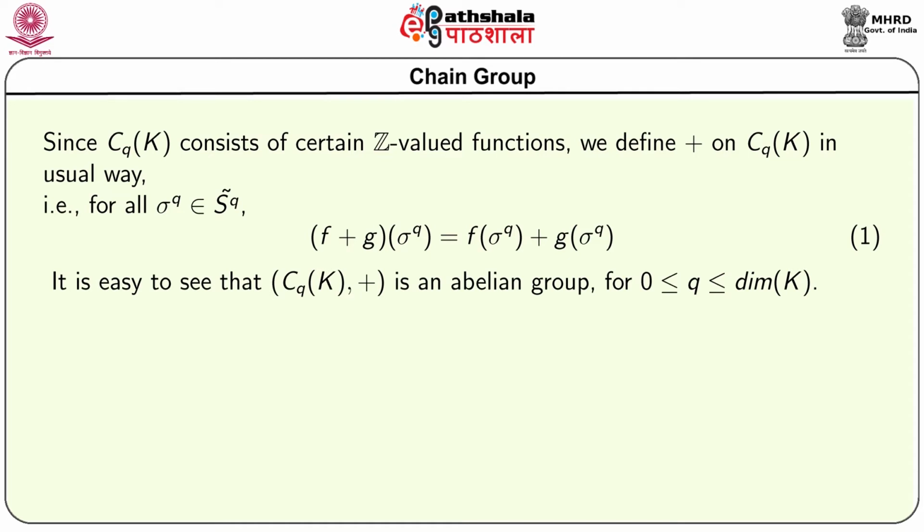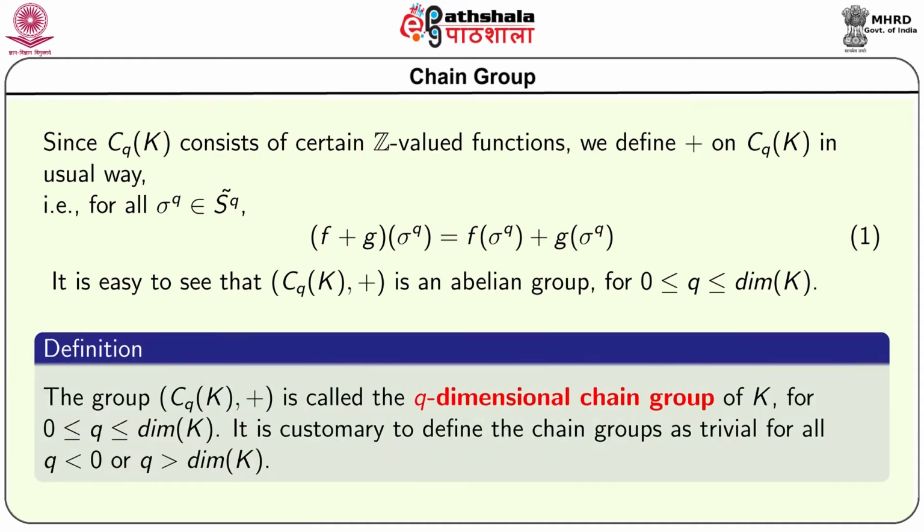Now, it is easy to see that this collection Cq(K) with respect to the addition so defined is an abelian group for every q lying between 0 and the dimension of K. So, we have the definition of q dimensional chain group as follows: the group Cq(K) with respect to the addition defined above is called the q dimensional chain group of K for every q between 0 and the dimension of K. It is customary to define the chain groups as trivial groups for all q which is either less than 0 or greater than the dimension of K.